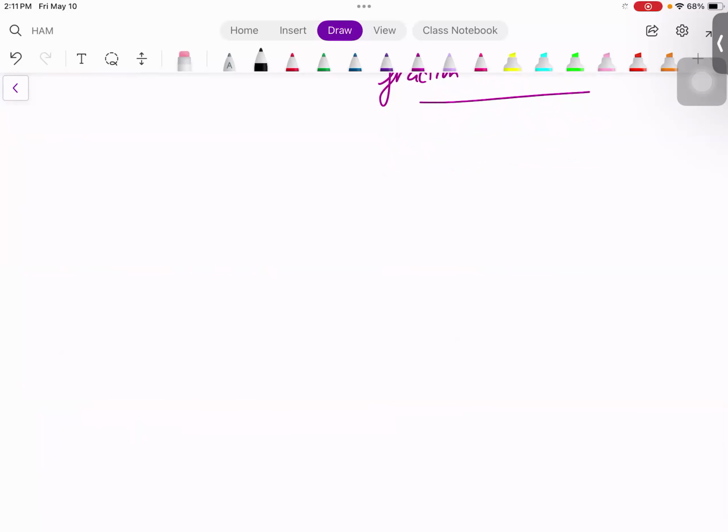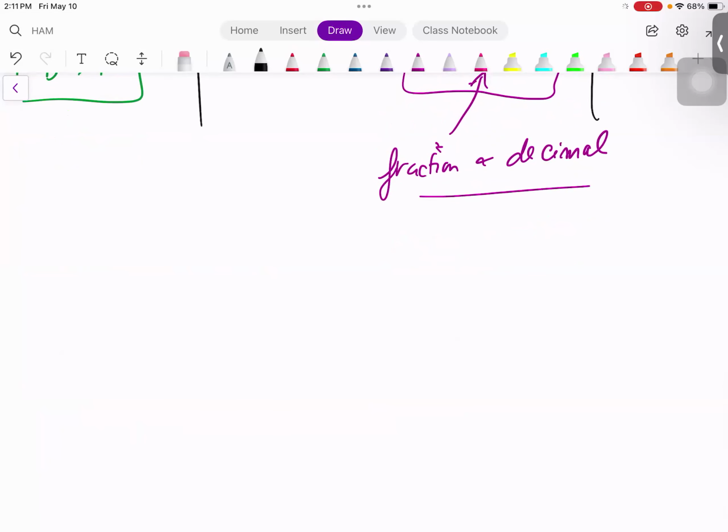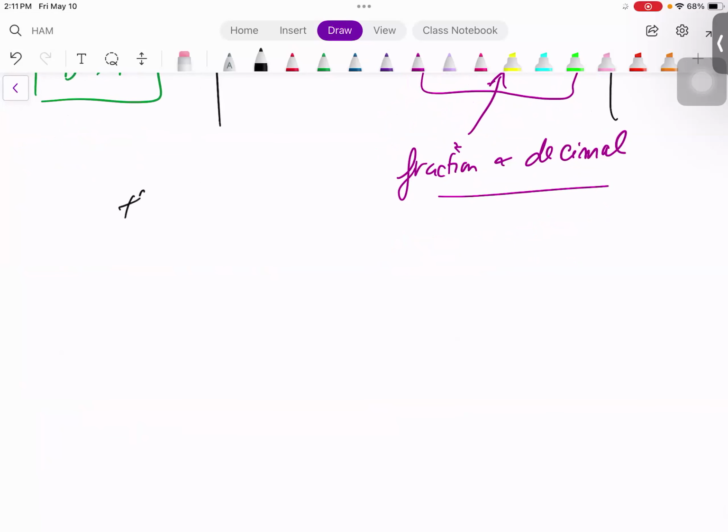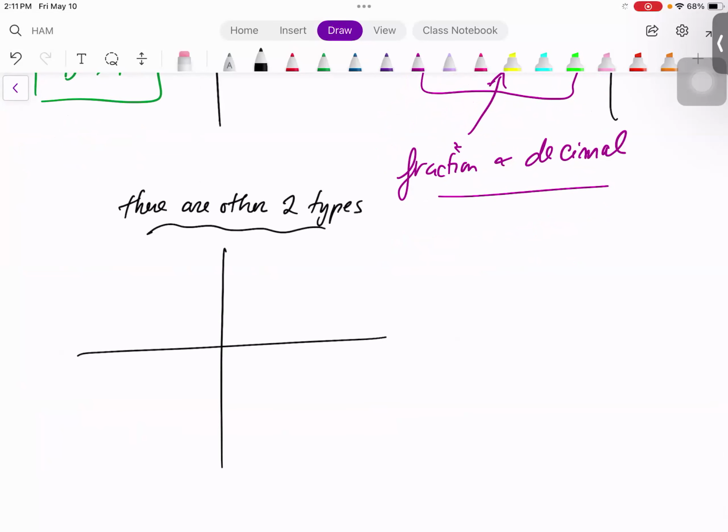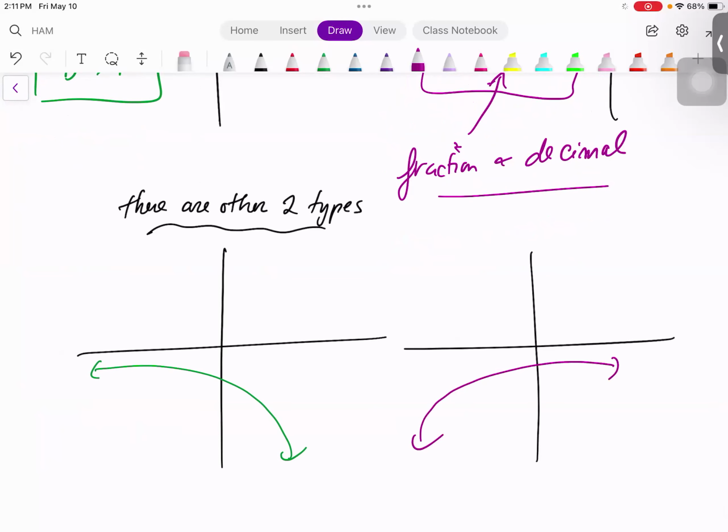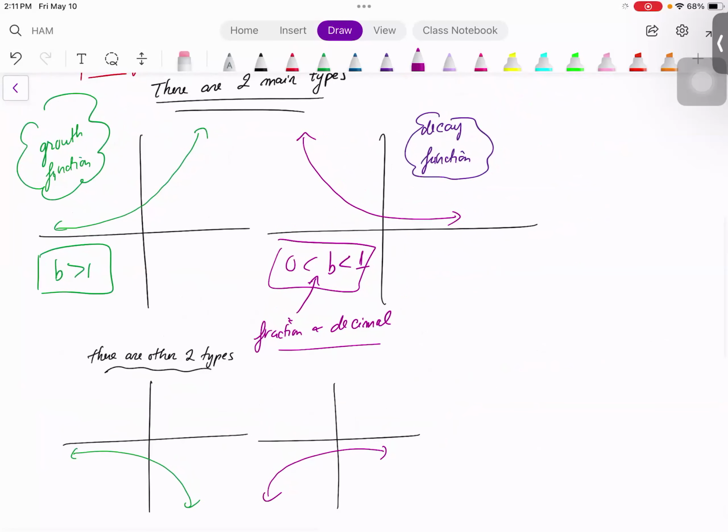So there are two other types, but they're not the main types. I want to ask you why. There are two other types, but why are they not the main types? You will tell me. They look like this. The other one also looks like this. Look at these four functions. Why are these two the main ones, but this one is not? How can you get this graph? How can you rewrite this graph from the main one?